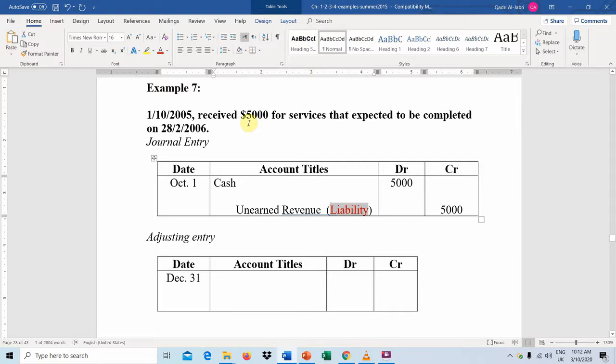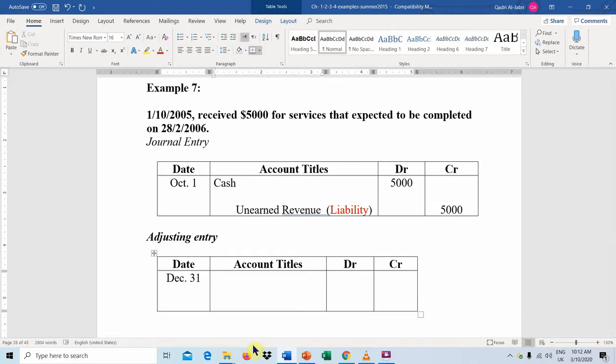So now, as you can see, after we received the 5,000, we promised to provide service for 5 months: October, November, December, and January and February from next year. So this is a total of 5 months. By the end of the year, we have to prepare the following adjusting entry. So we have 3 months. We provide services for 3 months out of the 5 months. So which means that we provided services for 3,000 out of the 5,000.